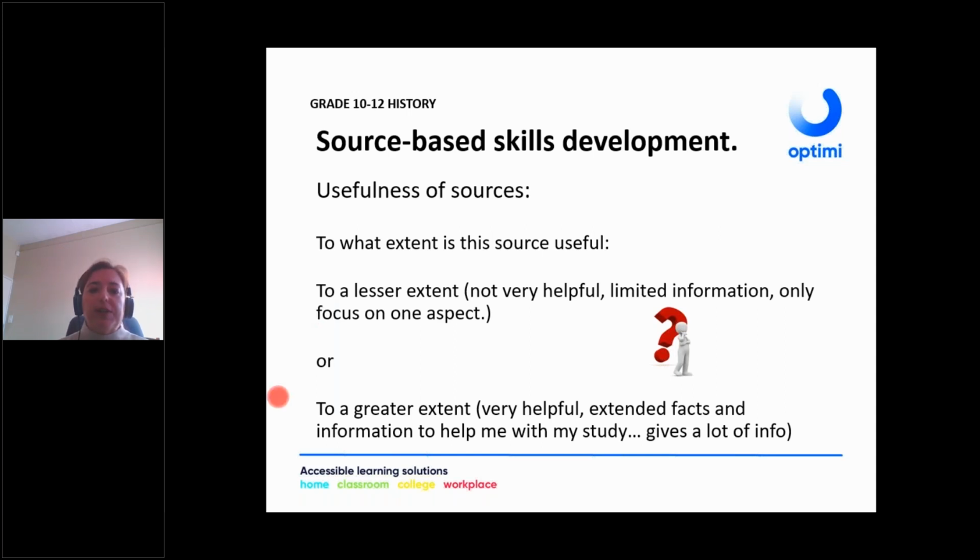Then on the other side, you can write to a greater extent. In other words, there's a lot of factual content in the source. It helps you a lot in giving you the answers that you need. There's a lot of information. It's very helpful. There's extended facts. So you can actually use the source to a great extent. Okay. So in an answer like this, to what extent, you have to write first to a lesser extent or to a greater extent. And as long as you can motivate your answer effectively, it actually does not matter which way you go, to a lesser or a greater extent. But in some questions, it will obviously be very evident that it is to a lesser extent or to a greater extent.